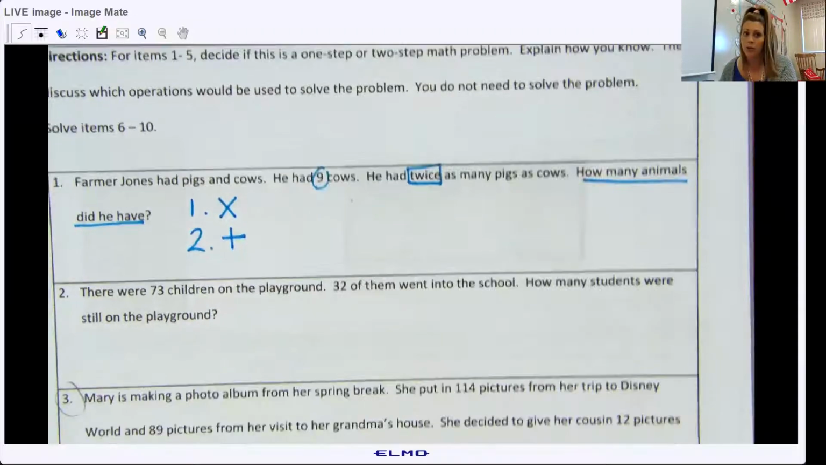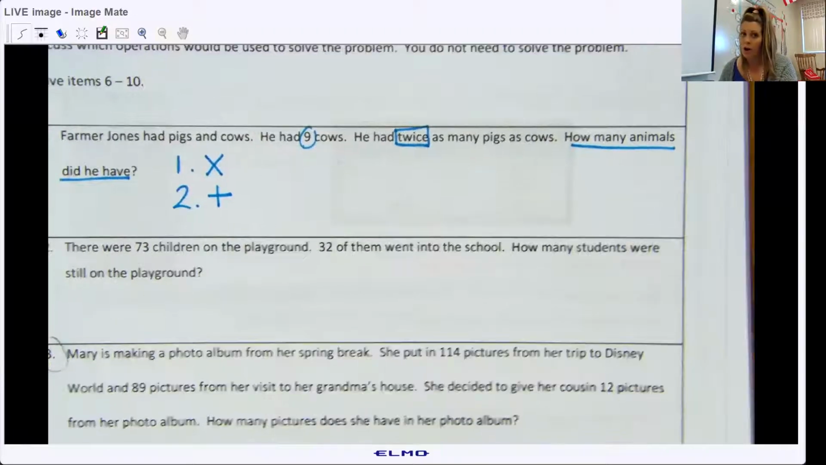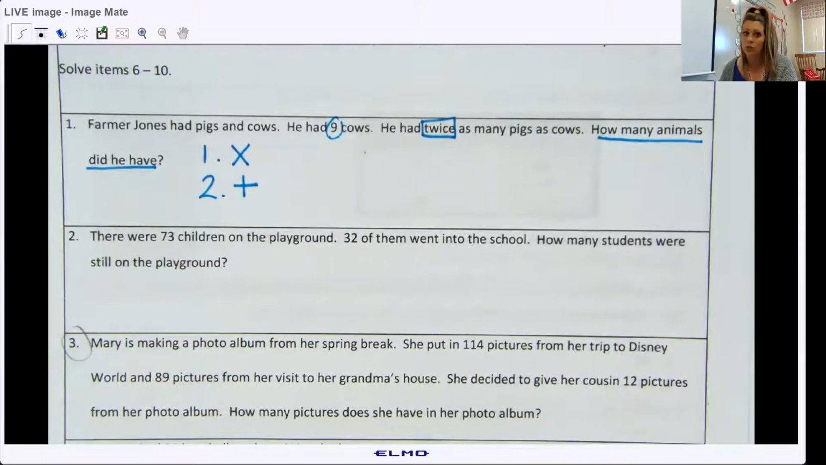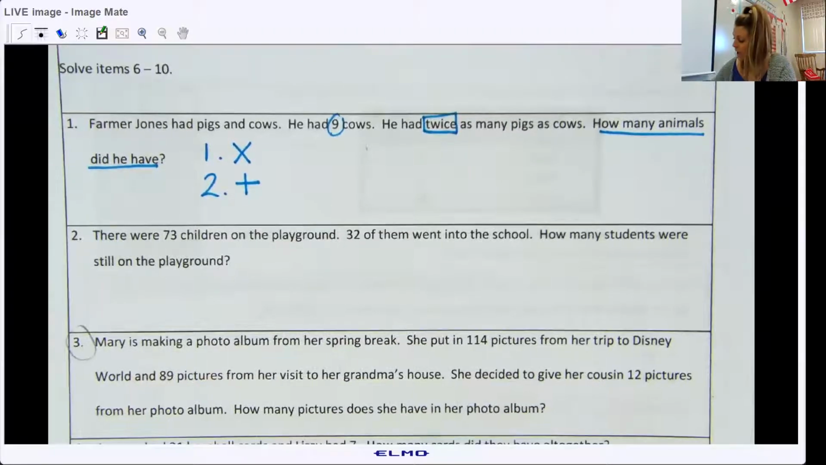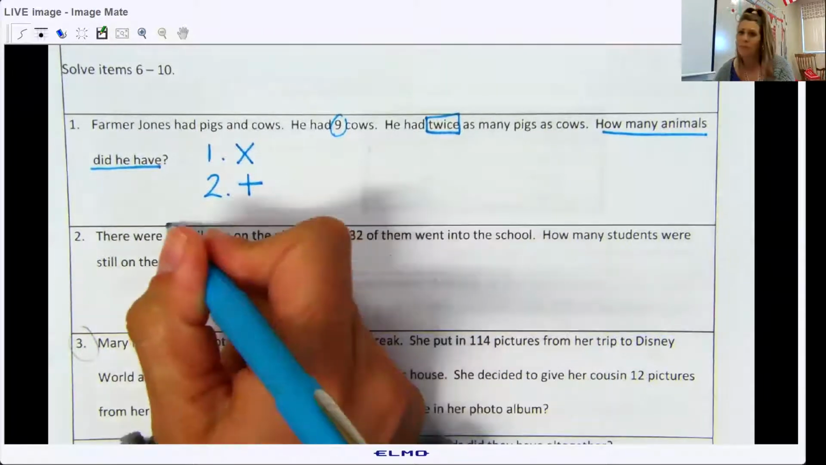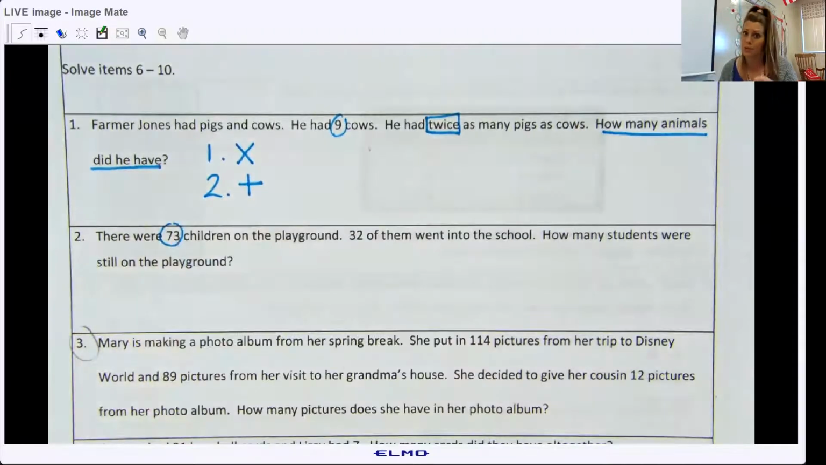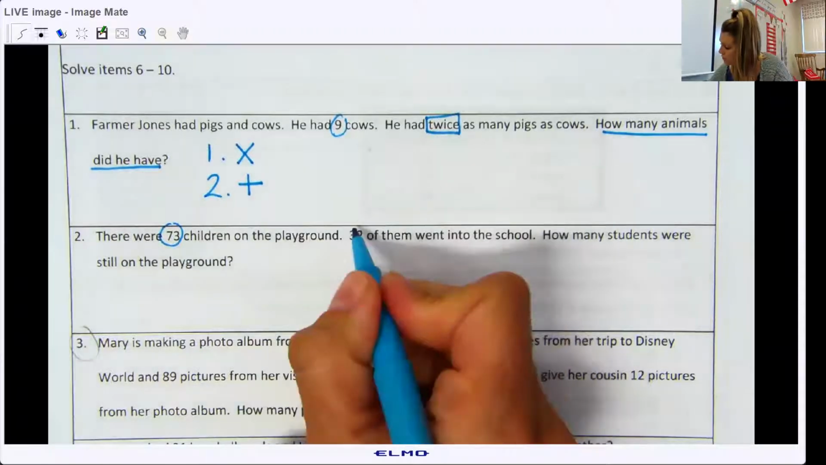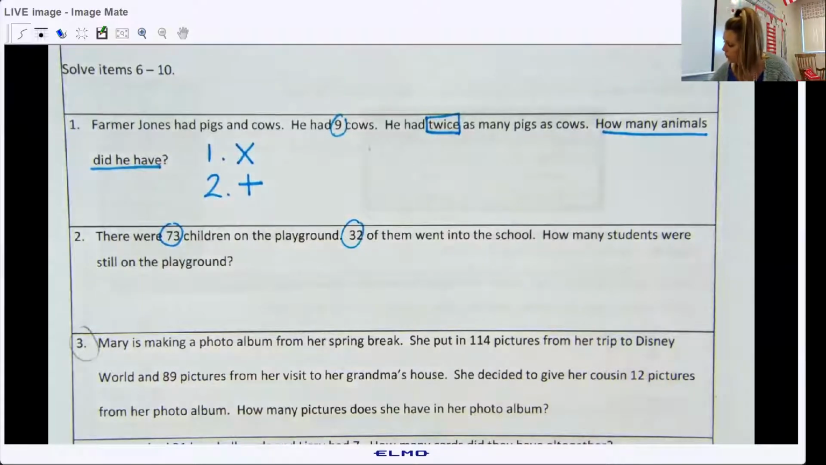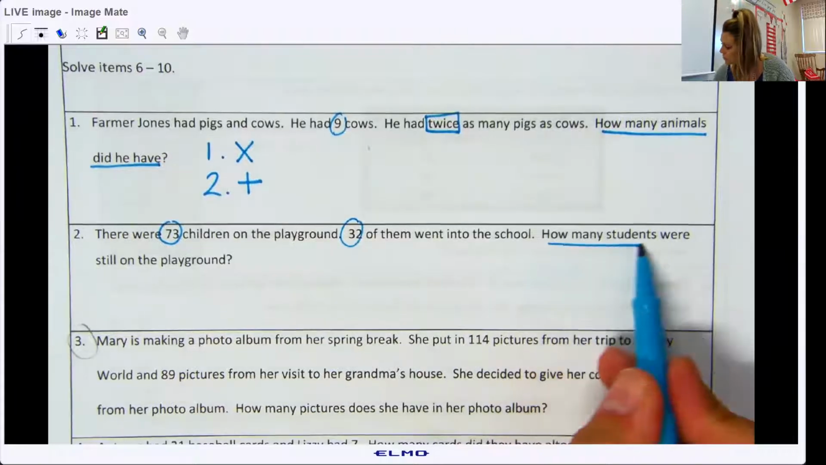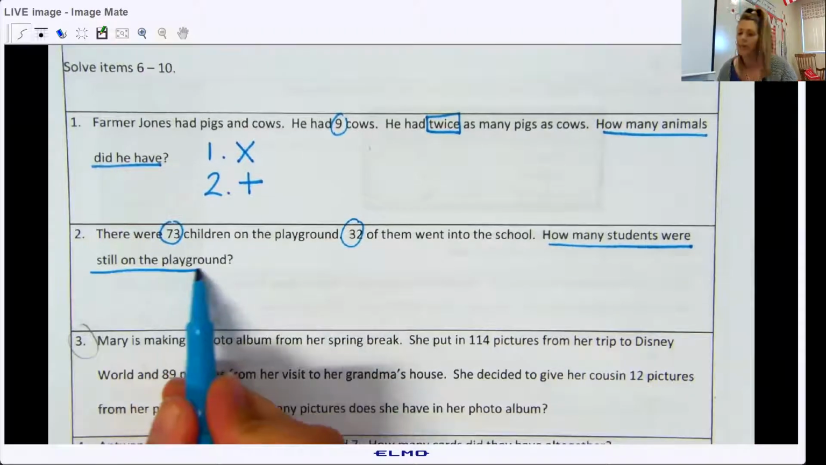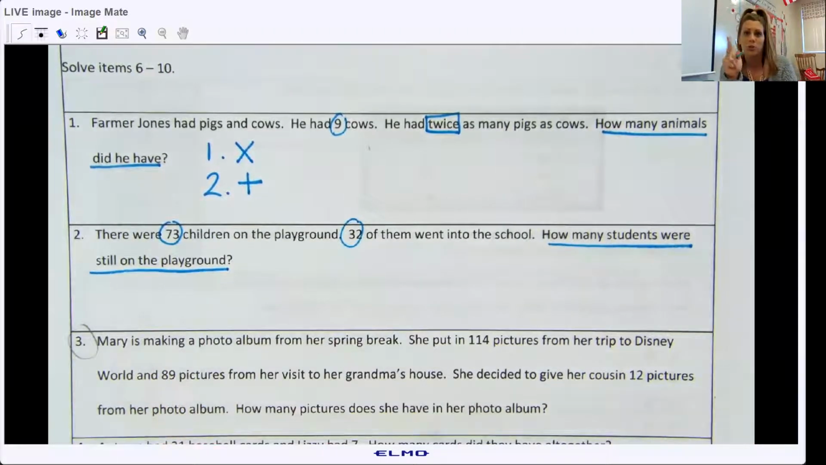All right, number 2 we are doing together. There are 73 children on the playground. Okay, so as I'm reading my word problems, just like you should be circling, boxing, and underlining, right? 32 of them went into the school. How many students were still on the playground? Is it a 1-step or a 2-step? Write it down.